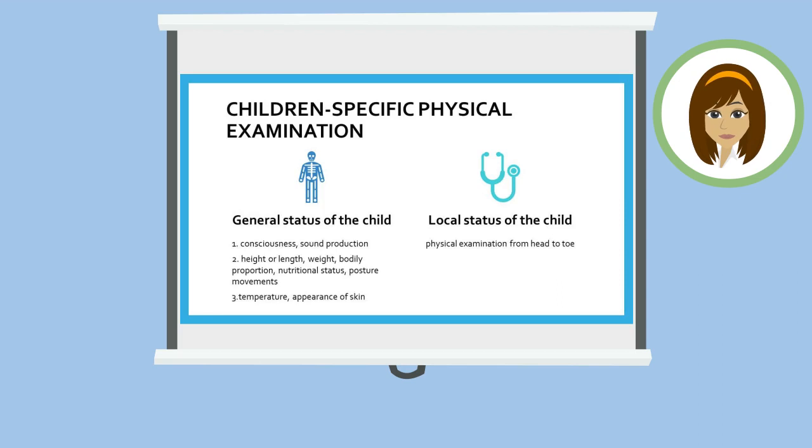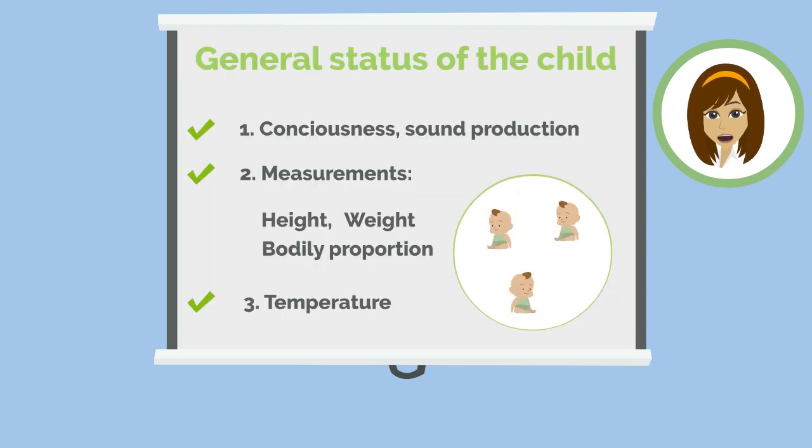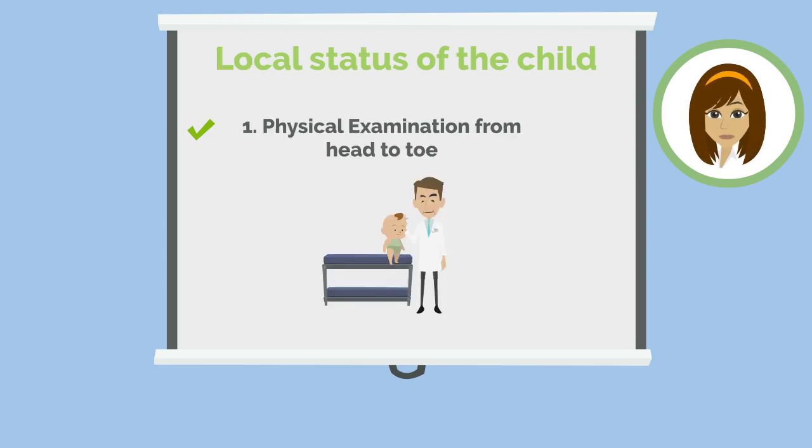It starts with the assessment of the general status of the child, where the examiner conducts an evaluation of consciousness, height or length, weight, bodily proportion, nutritional status, posture movements, and sound production. The initial phase also includes measurement of the temperature and appearance of the skin. Then, the physical examination of the whole child must be conducted from head to toe.